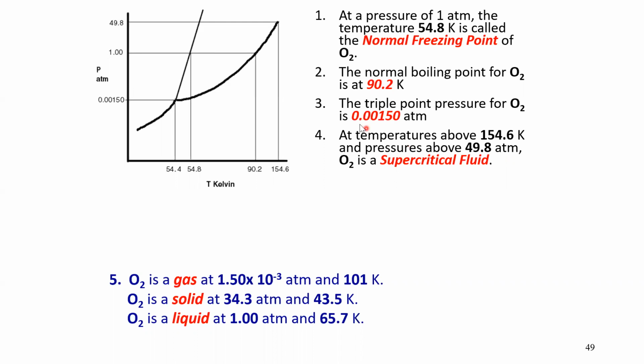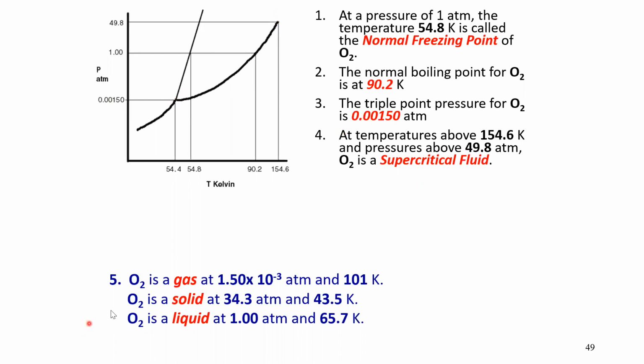Okay. So the triple point, we need to know that the triple point is that point where the solid, liquid, and gas all intersect. So that would be here. And it wanted to know the pressure in ATM. So that would be 0.00150 ATM. And then at temperatures above this value up here, what are we looking at? That would be our supercritical fluid. So past up in here would be our supercritical fluid.